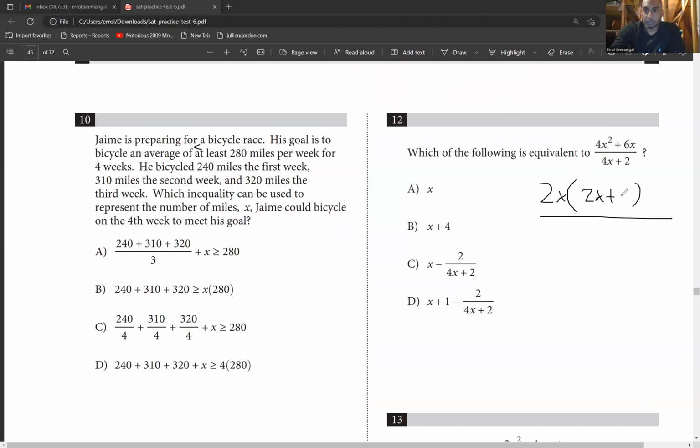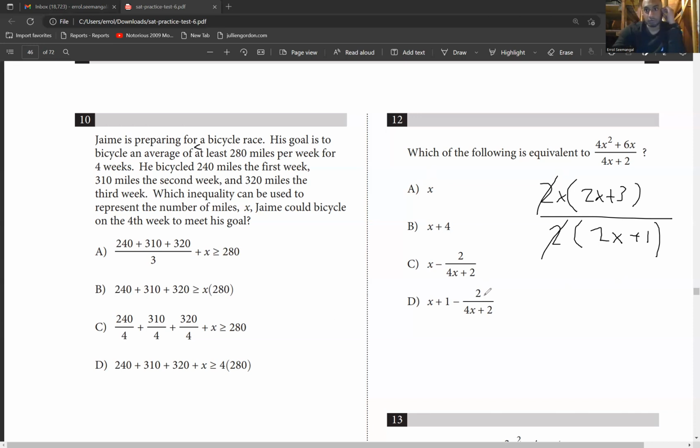Okay. And what are we factoring out on the bottom? 2x. Yep. What's on the inside? Plus 1. 2x plus 1. Yep. Okay. Now what? You can divide 2x by 2. The 2's will cancel. Yep. x. Okay, so x on top times this and this on the bottom. Okay, so it doesn't look like any of these.